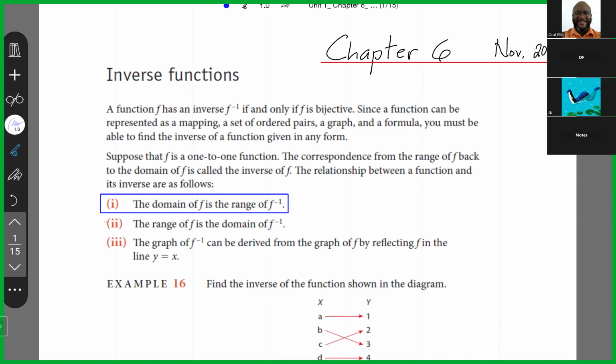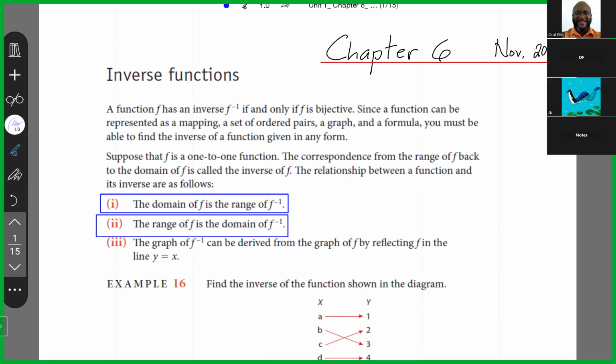So both statements are telling you that when you find the inverse of a function, the domain and the range interchange. Number 3, the graph of f inverse can be derived from the graph of f of x by reflecting f in the line y is equal to x.